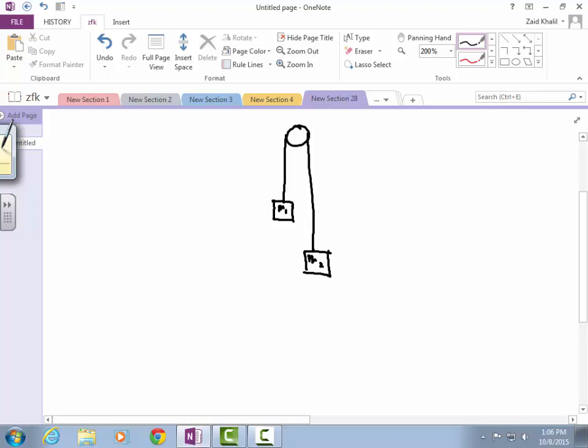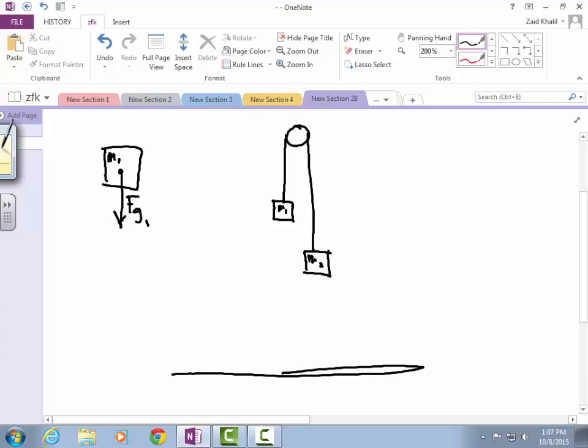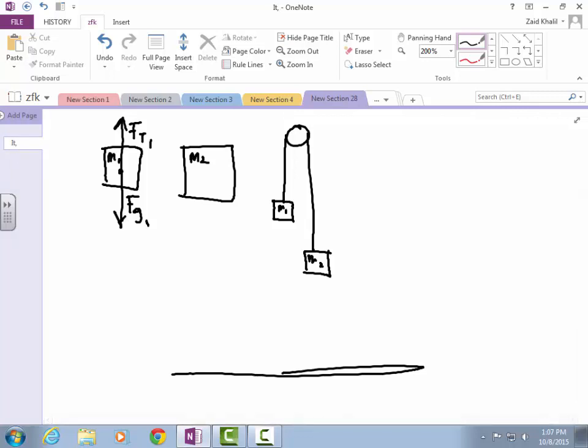Guess what you do? Free body diagram. Which body? M1. Forces on M1 are gravity and what else? Tension is correct. Now M2. What else? Tension. That's correct. What about the second one? That's right.